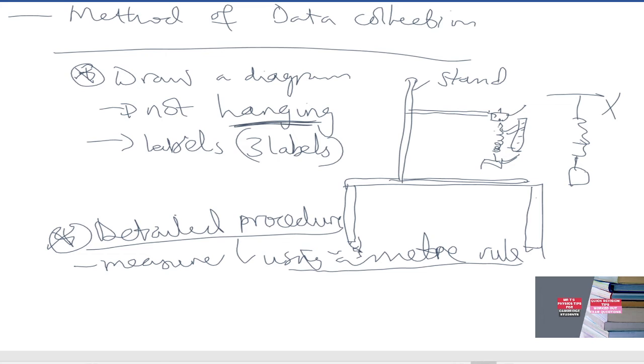Remember, in the detailed procedure or in the methods of data collection, we are trying to explain how the independent variable is going to be varied to produce the dependent variable. So we are showing how we are going to be varying the independent variable to get our dependent variable. So it is very, very important to state the measuring instrument that we are going to be using in the process.